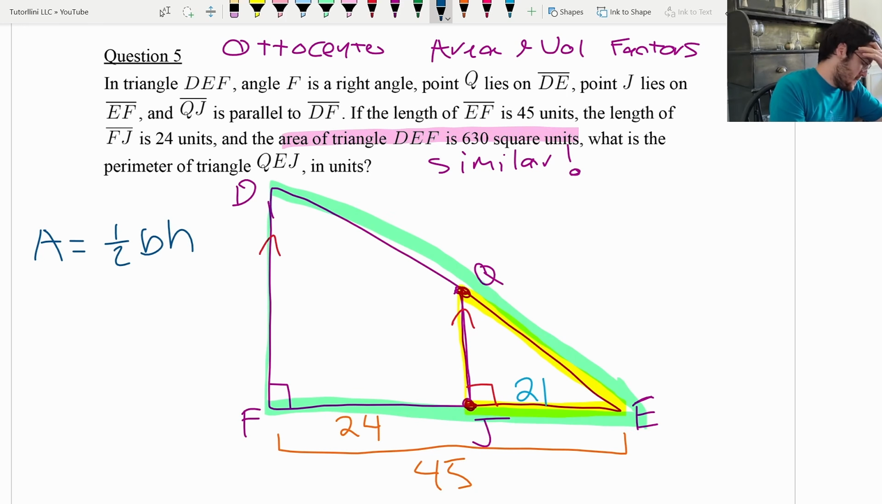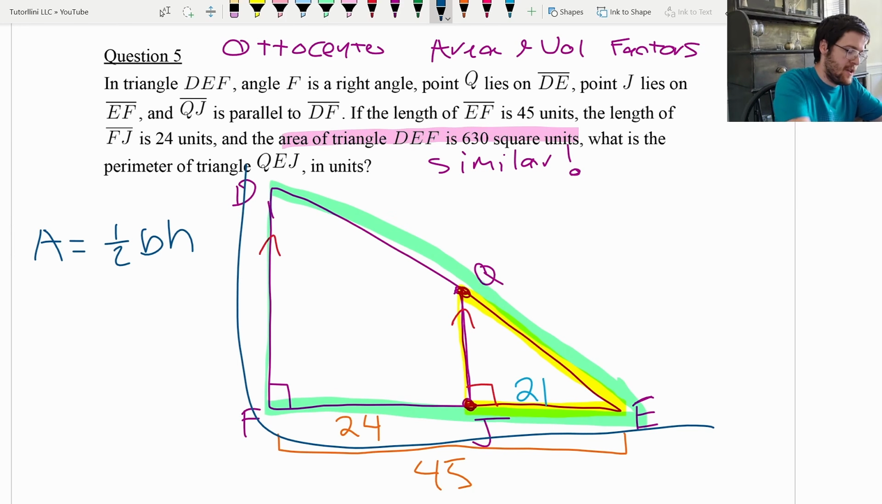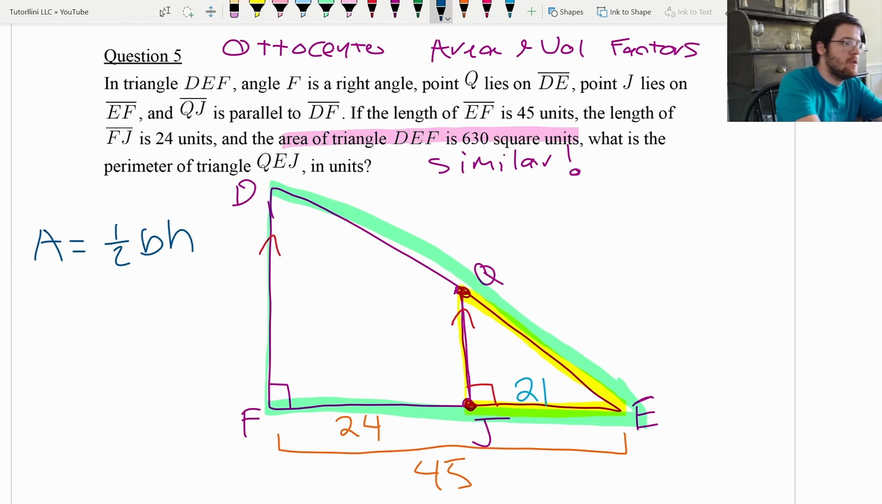And when you have a right triangle, the area is just 1/2 times the two legs. So this side and this side. So we're going to do 630 equals 1/2. The base is 45 for the big triangle. And then the height for the big triangle is DF.